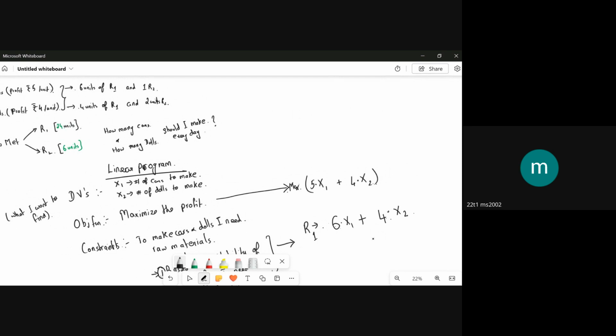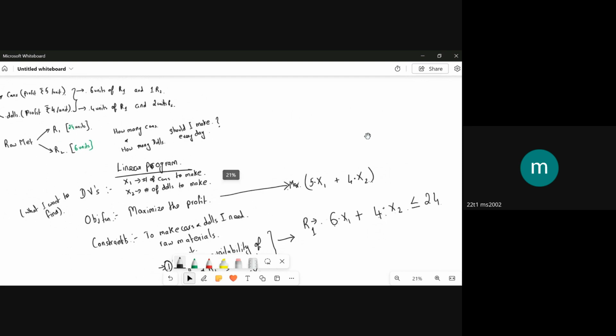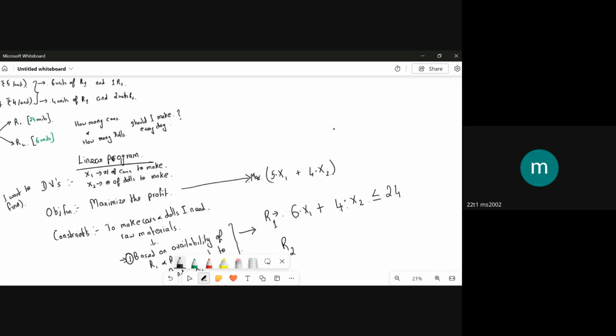And this must be up to what limit? 24, because I have only 24 units. So when I say up to 24, what should be the sign that I put? Less than or equal to. So when I make x1 cars and x2 dolls, since each car is going to take 6 units and each doll is going to take 4 units of resource 1, 6x1 plus 4x2 must be less than or equal to what is available for me, which is 24. So this is the constraint for R1. Similarly, can someone tell me what is going to be the constraint for R2? x1 plus 2x2 is less than or equal to 6.